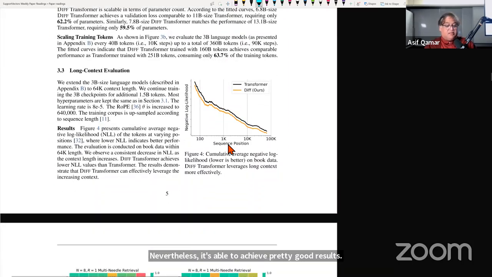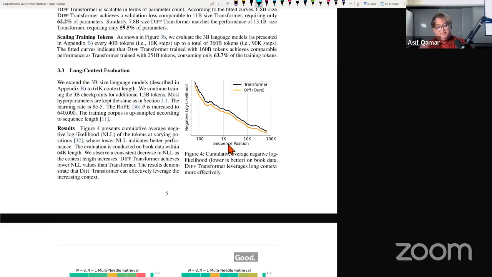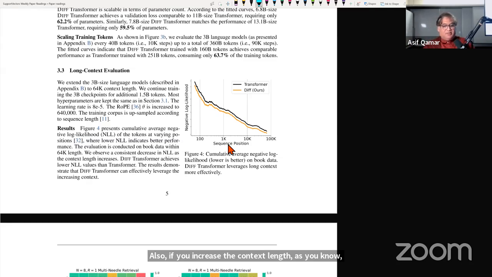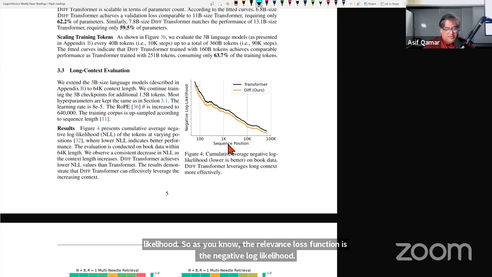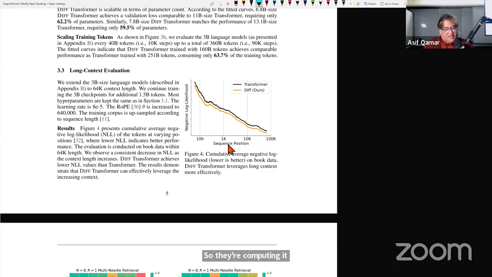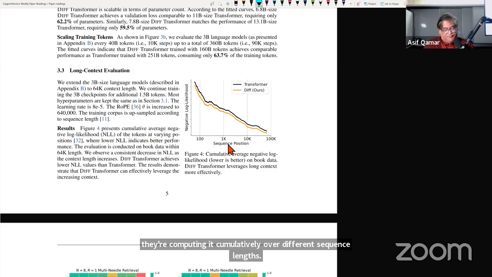Also, if you increase the context length, as you know, LLMs have a difficulty handling long sequence lengths, right? So here, they are looking at the cumulative average negative log likelihood. As you know, the LLM's loss function is the negative log likelihood. So they are computing it cumulatively over different sequence lengths. And what they find again is that the Diff Transformer does better.